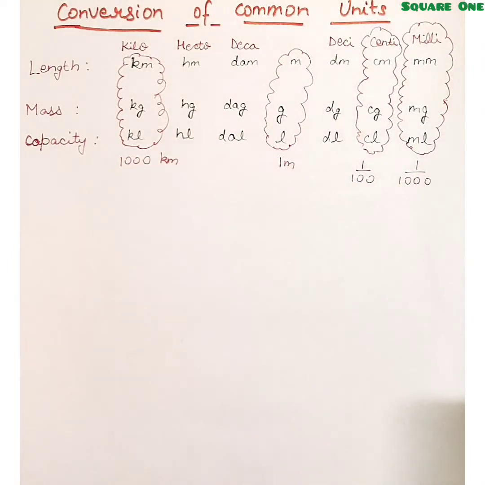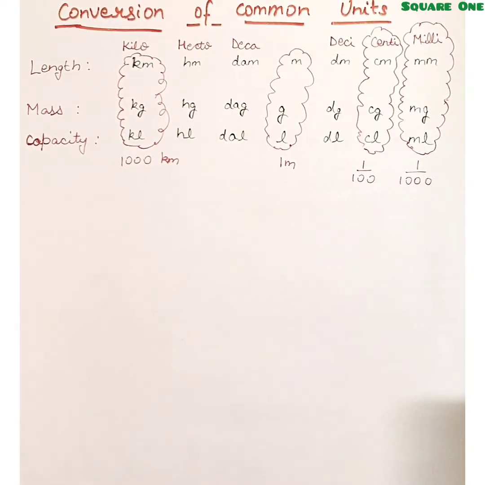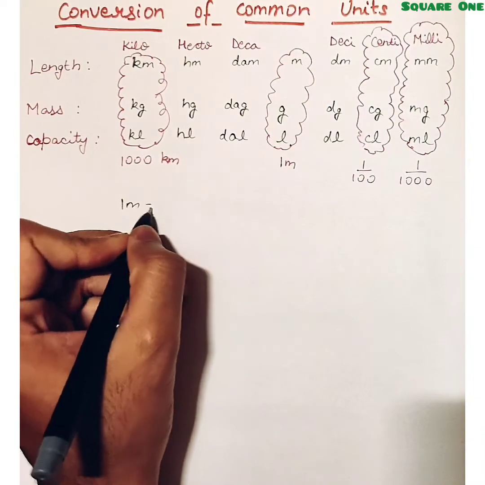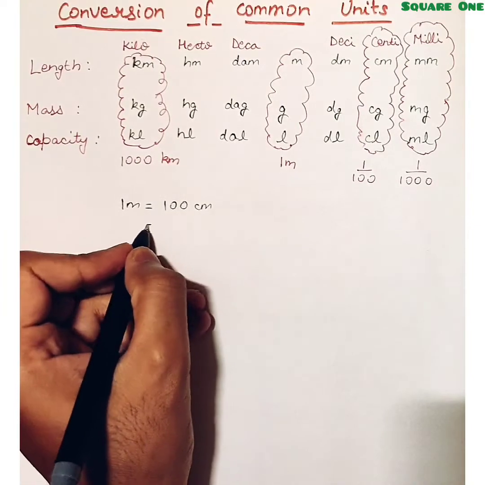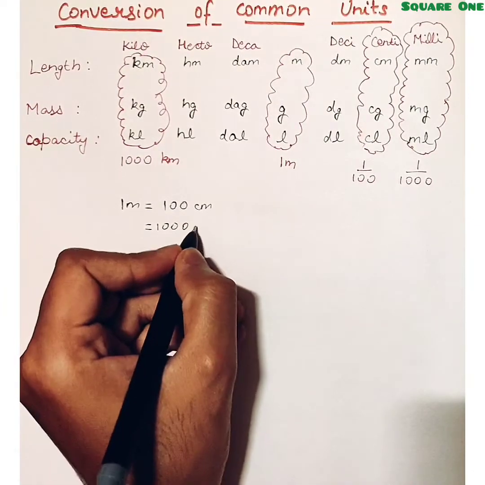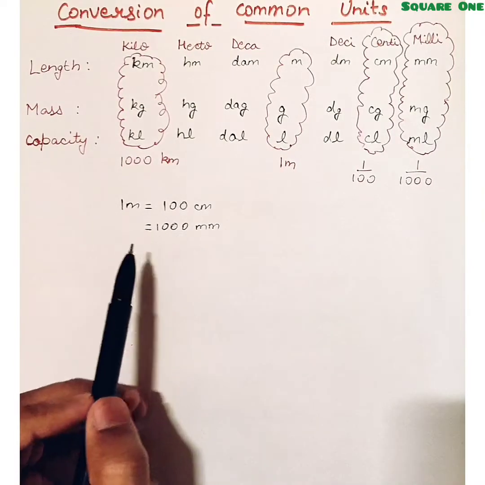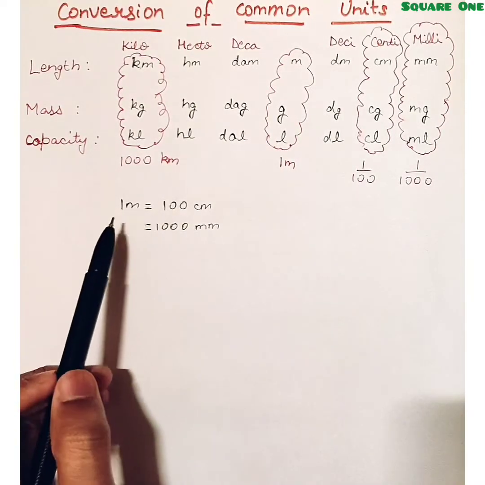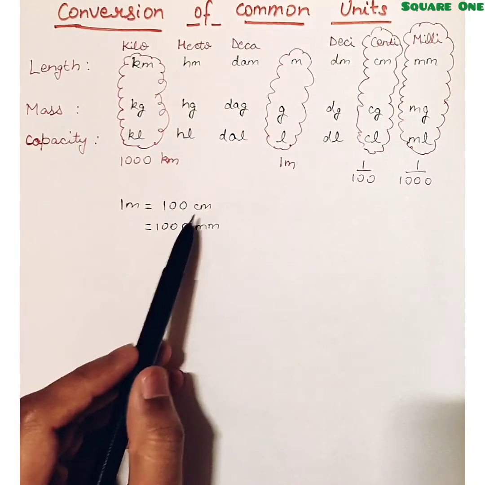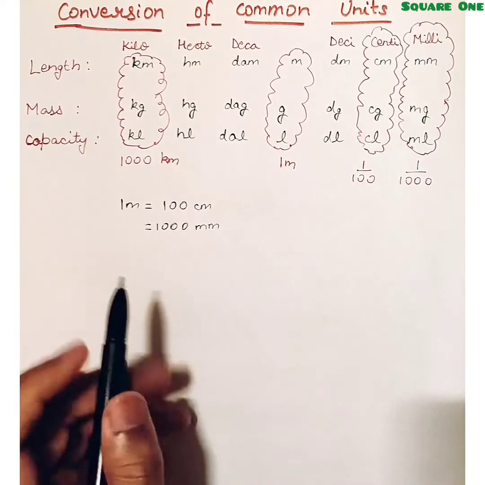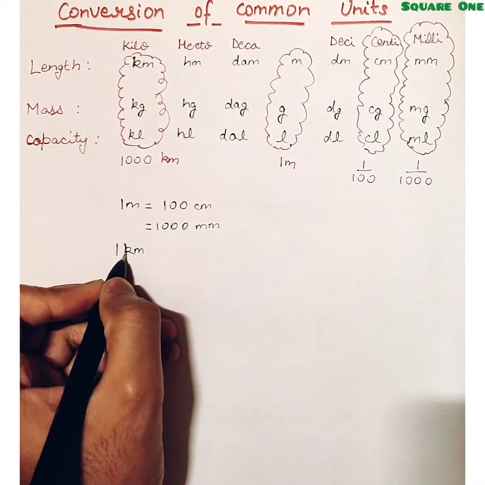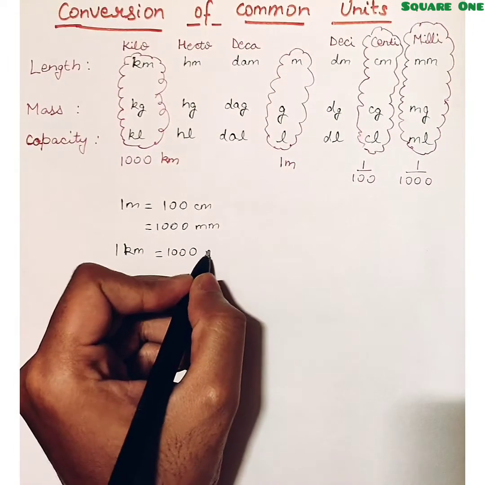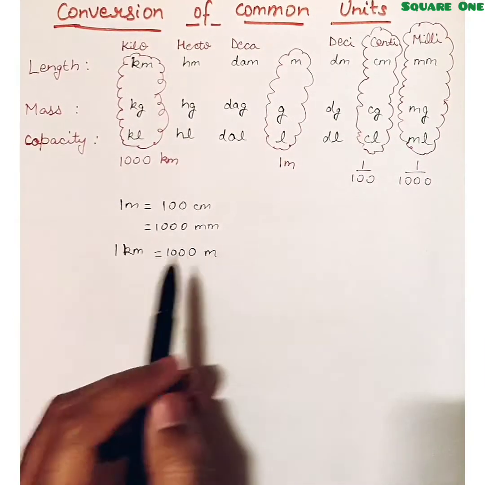There are other units as well, but we are not going to talk about them. They will be used in higher classes. Now if I compare these units, then 1 meter is equal to 100 centimeter, and it is also equal to 1000 millimeter. Since millimeter is 1000 times smaller than meter, it takes 1000 millimeter to make up 1 meter, and it takes 100 centimeter to make up 1 meter. If we compare meter and kilometer, then since kilometer is bigger, 1 kilometer is equal to 1000 meter. It takes 1000 such meters to make up 1 kilometer.